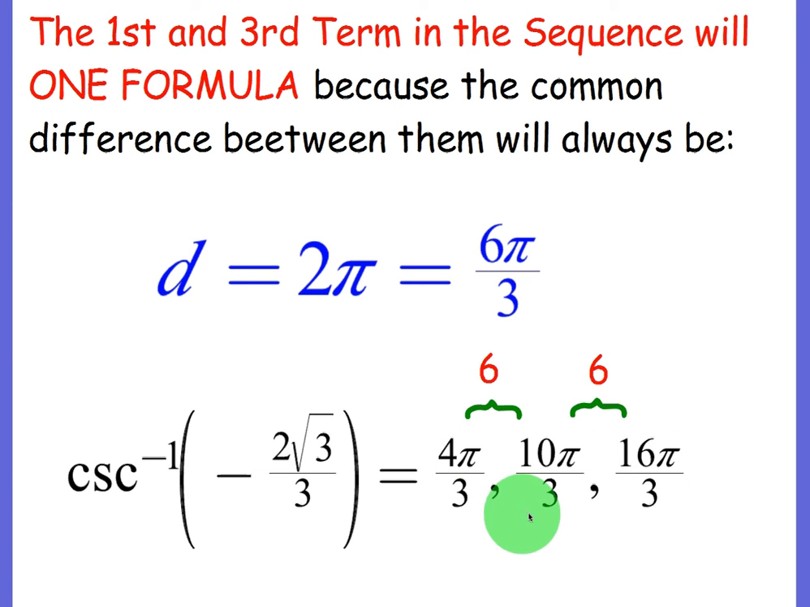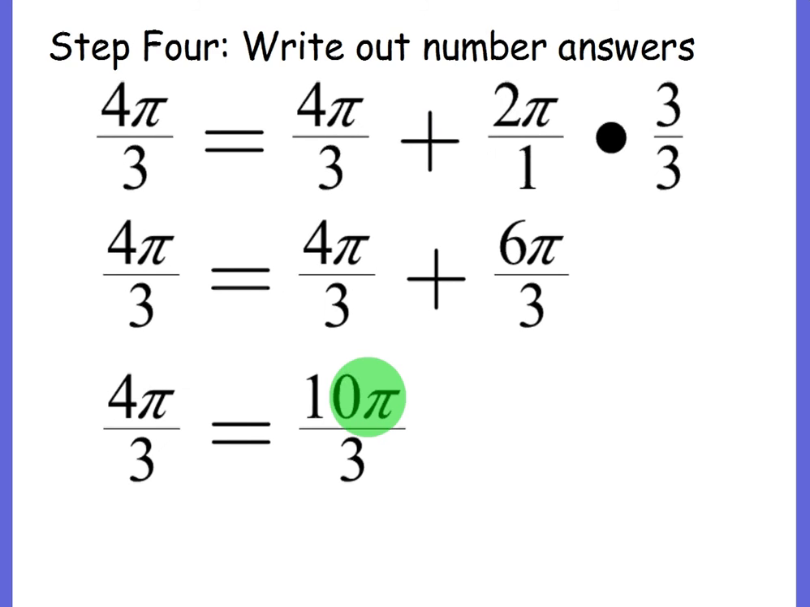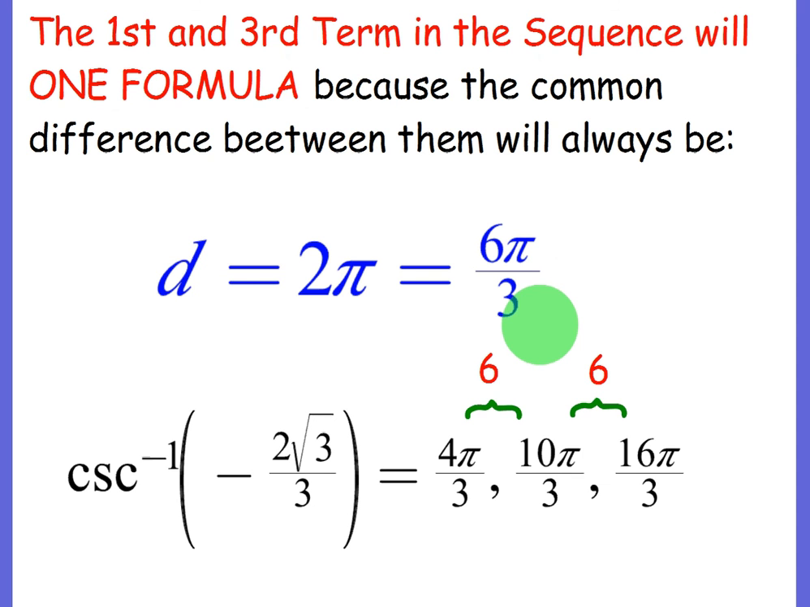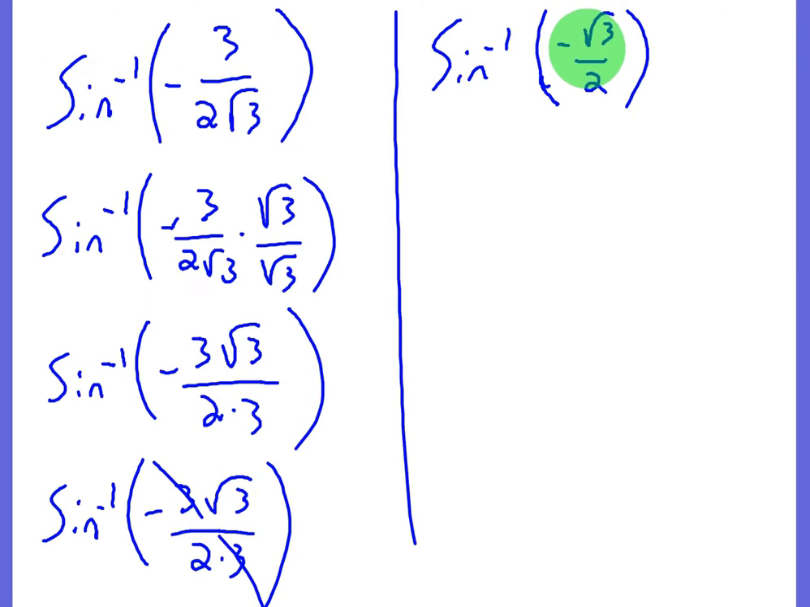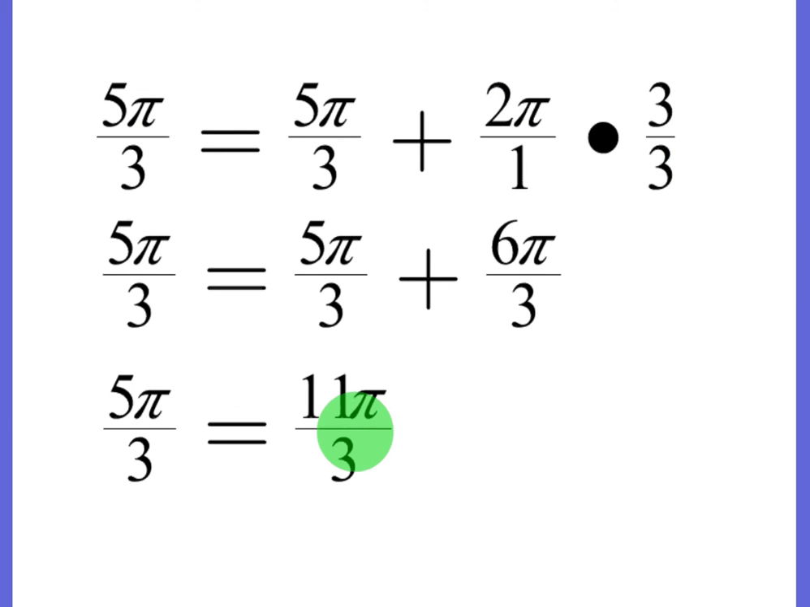Now, notice something. Going back here, it's 4 pi over 3, 5 pi over 3, 10 pi over 3, and 11 pi over 3. That is not going to be a common difference, okay? The first and third term of the sequence will be one formula because the common difference between them will always be 2 pi. So I don't know why I didn't write all these as one sequence. Should have. Let's go ahead and do that.